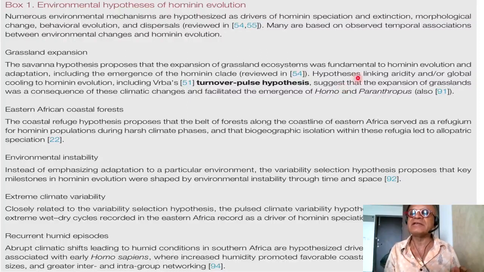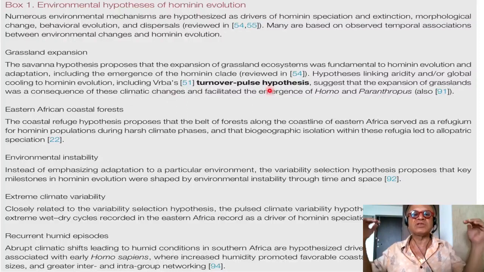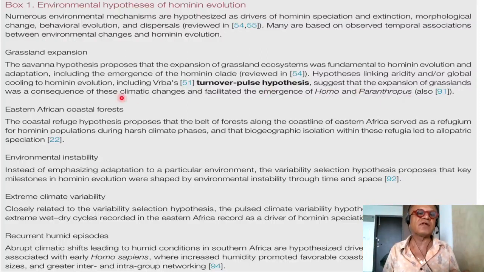Hypotheses linking aridity and/or global cooling to hominin evolution, including Vrba's turnover pulse hypothesis, which means there were multiple species that got shifted, suggest that the expansion of grasslands was a consequence of these climatic changes and facilitated the emergence of Homo and Paranthropus, for example. This turnover pulse led to two species and further speciation.